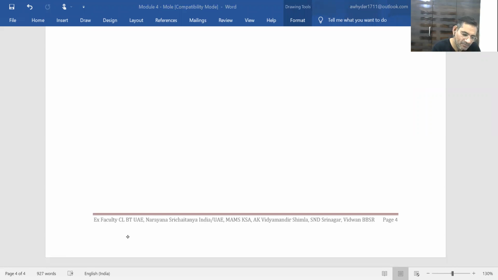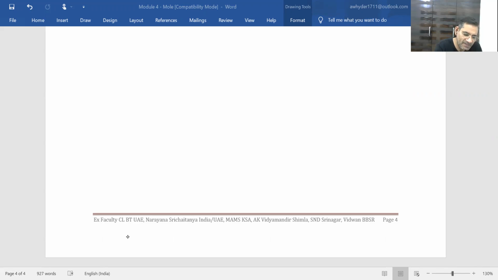Now see, as I was telling you about stoichiometry. Stoichio means whole number, and metry means measurement. So those calculations which are based on whole numbers, which can't be divided, are called stoichiometry. Or in other words, it is known as the mole concept. So this is related to numericals only.